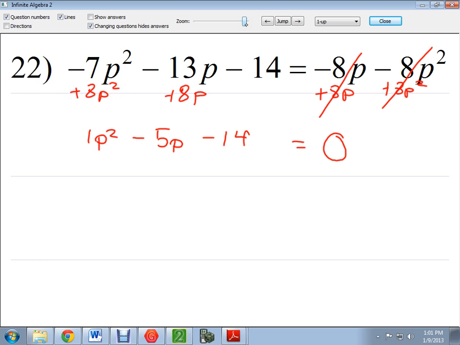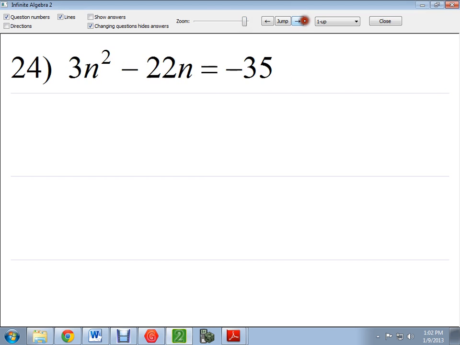This problem is not done. Don't stop here just because I am. Finish the problem. You also said Jackson, number 27, is that right?